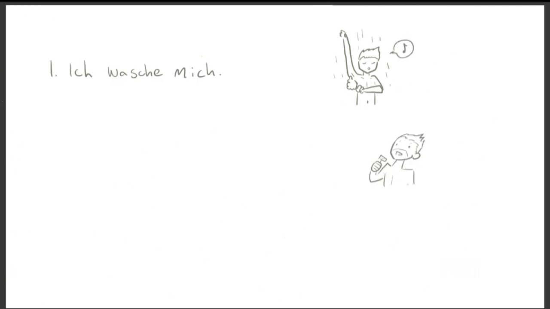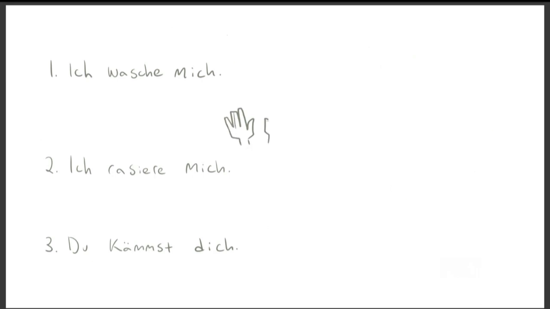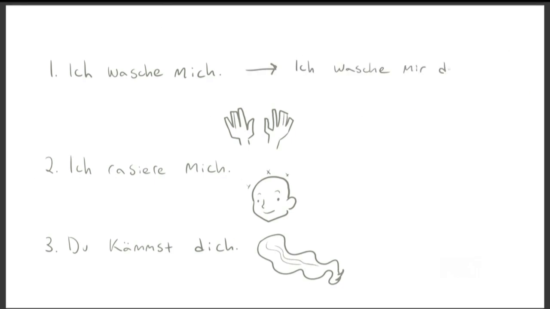Reflexive verbs are frequently used when describing personal hygiene. Ich wasche mich. Ich rasiere mich. Du kämmst dich. It is notable that when a specific body part is mentioned as the object of the hygiene, the reflexive pronoun will not be in the accusative, but rather in the dative case.